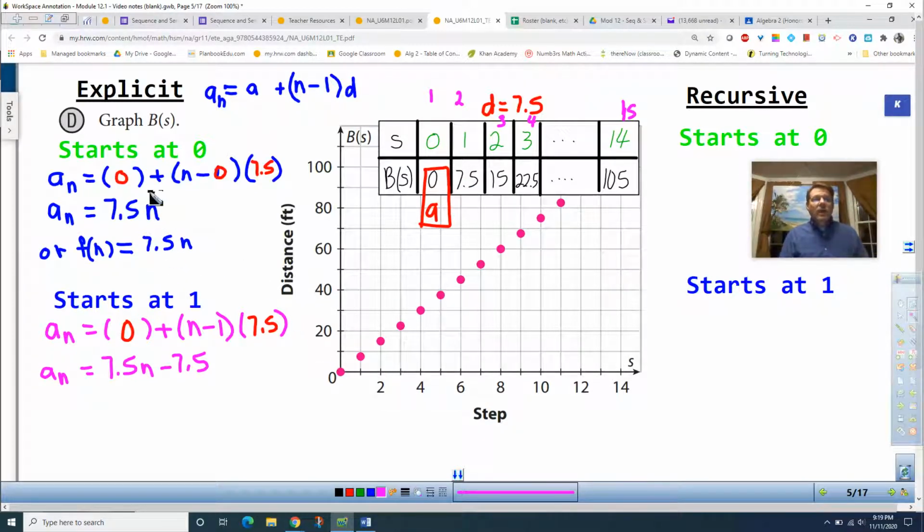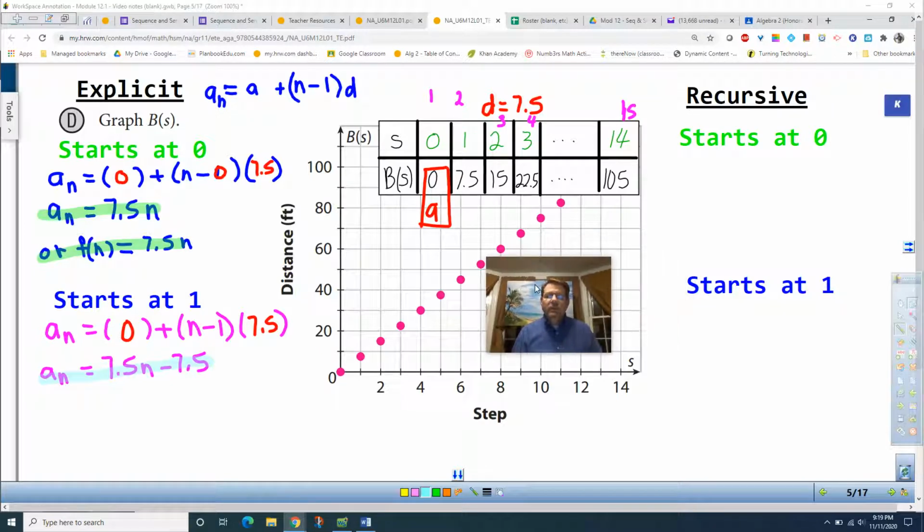So this is an explicit rule when you start at 0. This second one here is an explicit rule when you start at 1. Let's go ahead and get a little highlight with that. So we'll highlight this one in green, because that goes with that. And then we'll highlight this one down here in blue, because that goes with starting with 1. All right, let's move me a little bit over here out of the way.